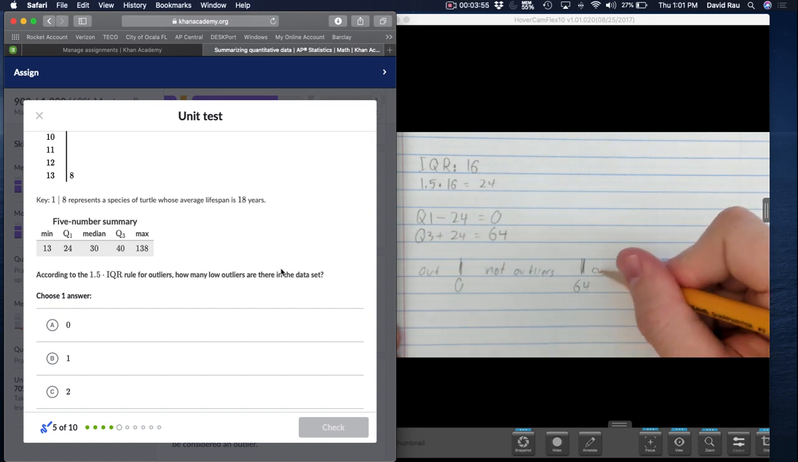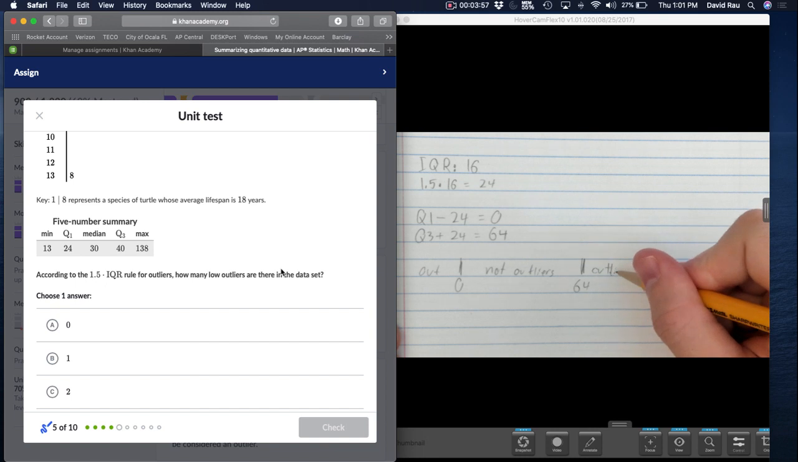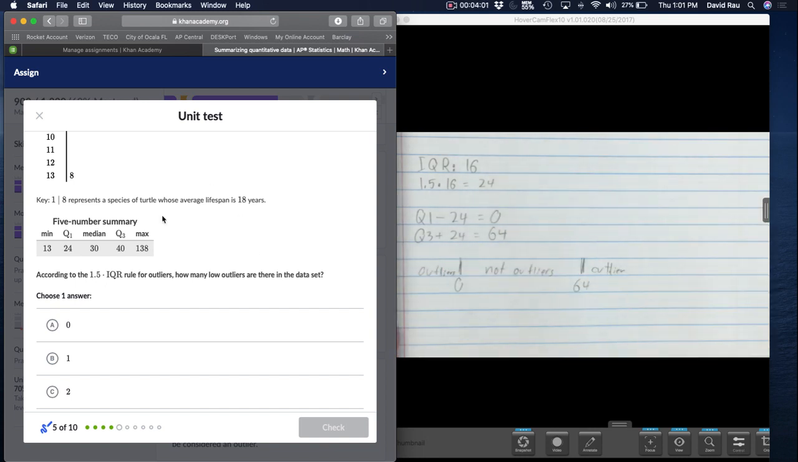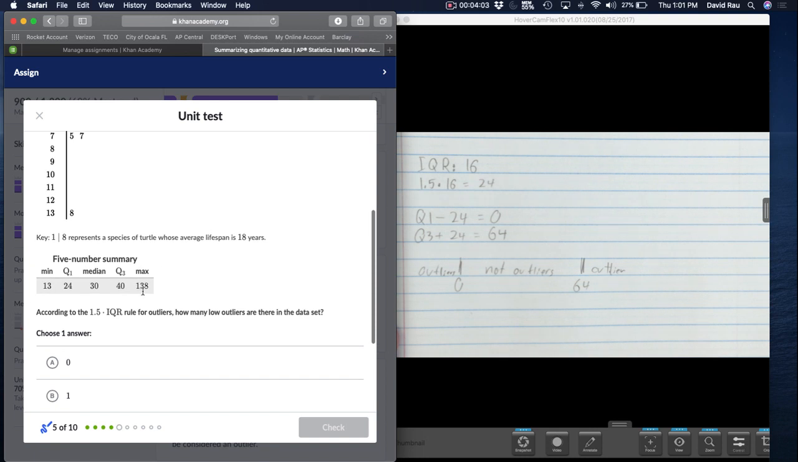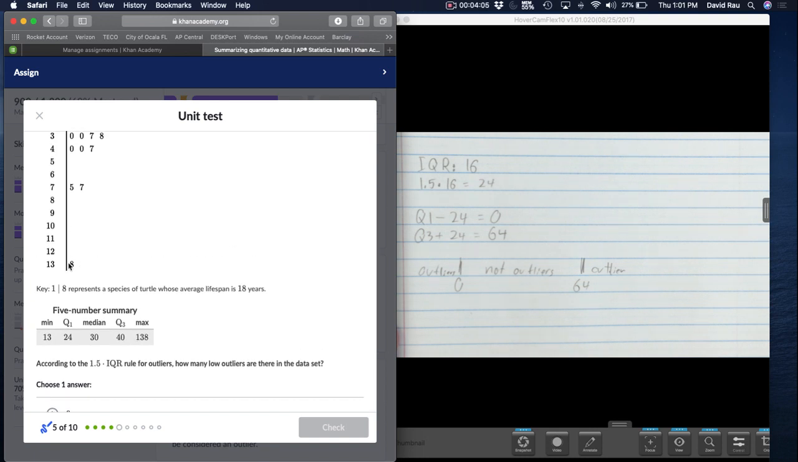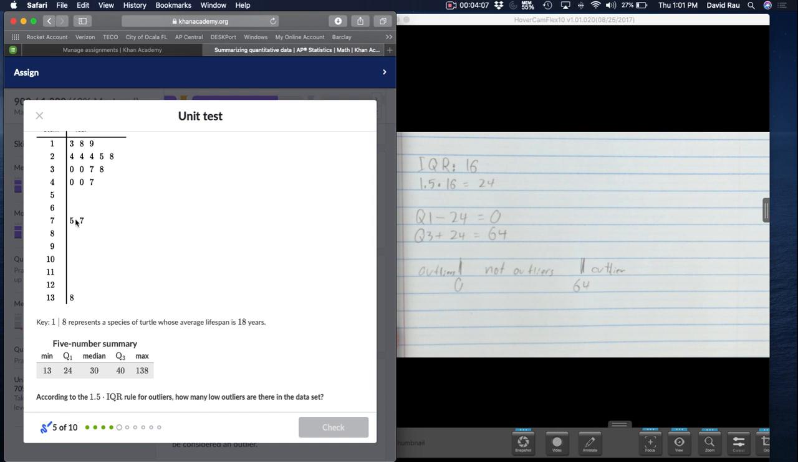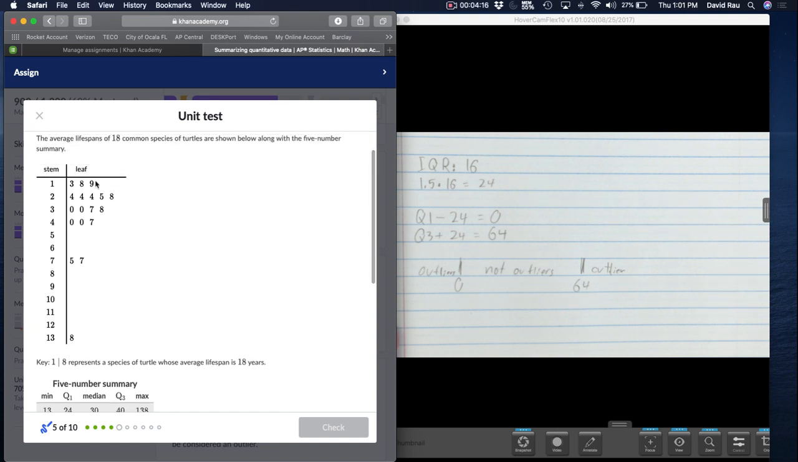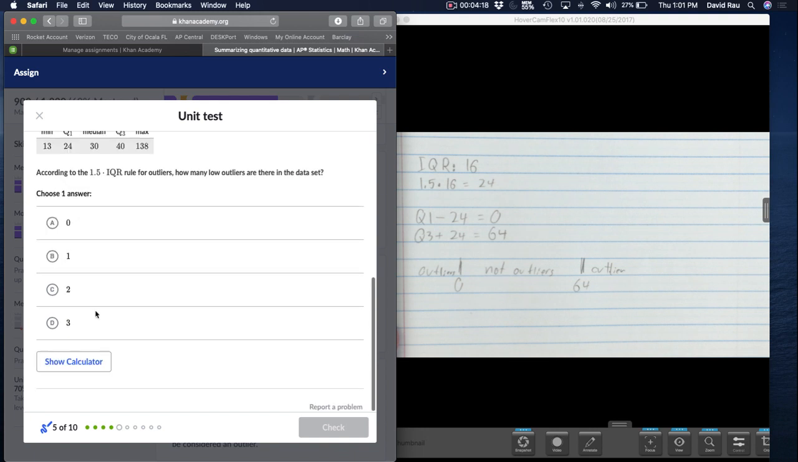that makes sense, then they are outliers. And so we can see here, the max value is 138. That one's definitely an outlier. Also, these values 75 and 77, those are outliers as well. So there are 3 upper outliers that are greater than 64, and there are no values that are less than 0. So 3. Oh, but I should read the question carefully.